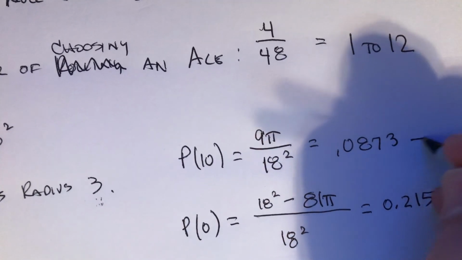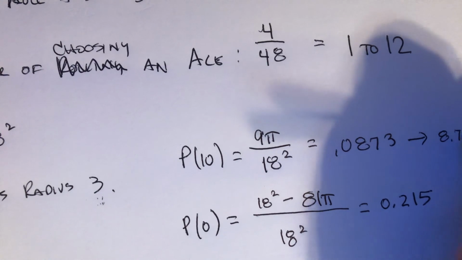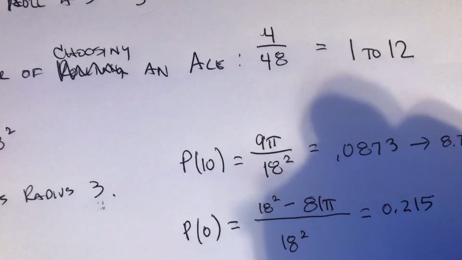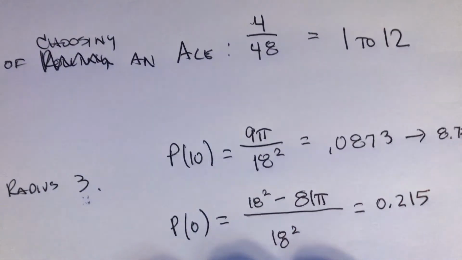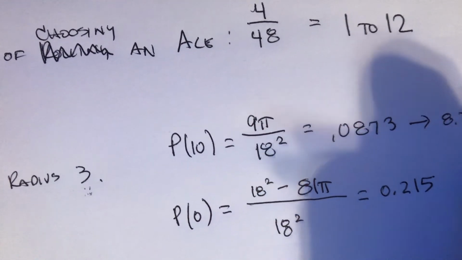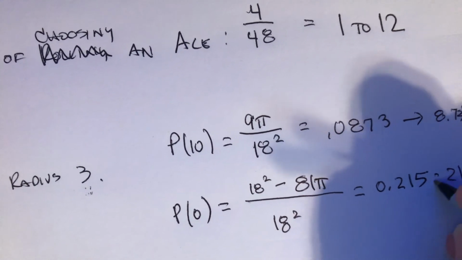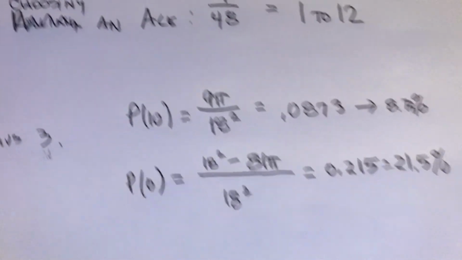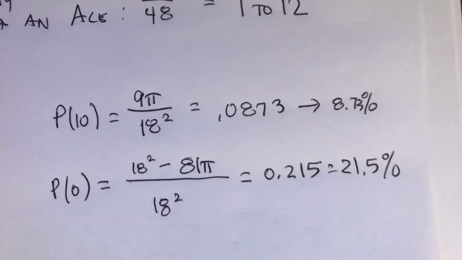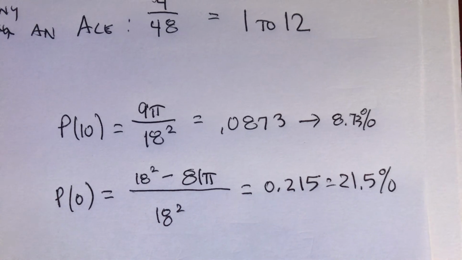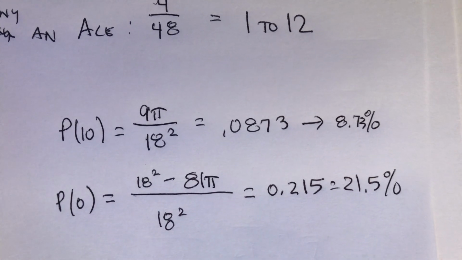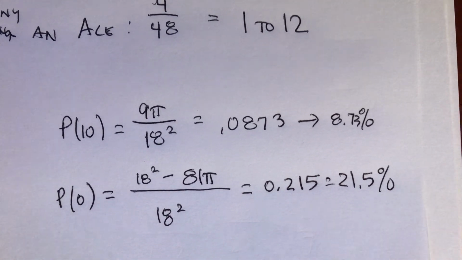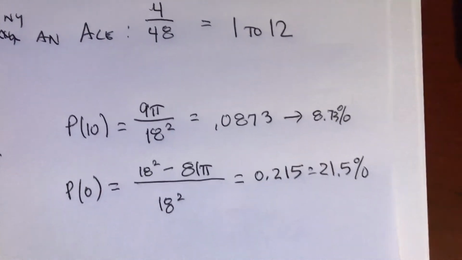So this is 8.7%, 8.73 if you want to do it that way. This is 21.5%. So which one's larger? So you are more likely to get 0 points than you are to get 10 points.